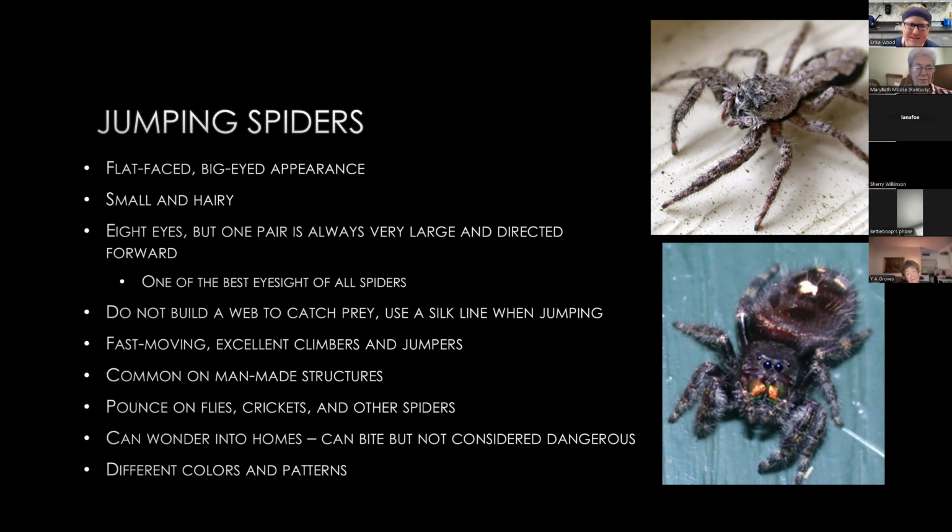And what's interesting with the spider's eyes is it does have all 8 eyes, but one pair is usually very large and directed forward, very similar to the forward-facing eyes that humans have. And as a result, it has one of the best eyesights of all the spiders that we've talked about. Okay. And so this is a spider that does not rely on a web to catch prey. It is able to attack prey a lot easier, and it gets around really well.